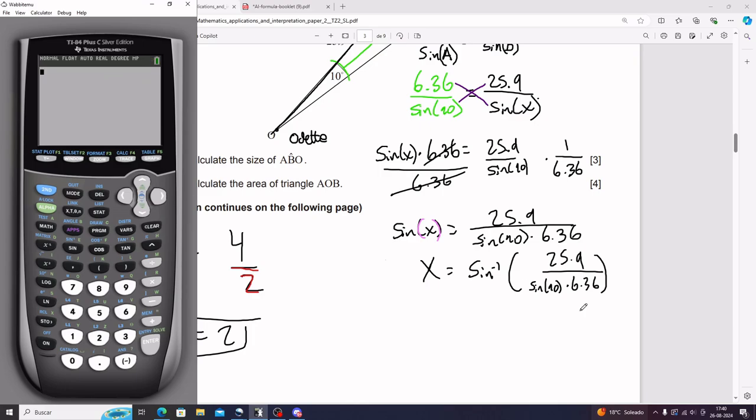So now that we have it in degrees, we can go ahead and plug in sine inverse of that whole thing. Sine inverse is on top of sine, okay? So you do second sine to hit sine inverse.